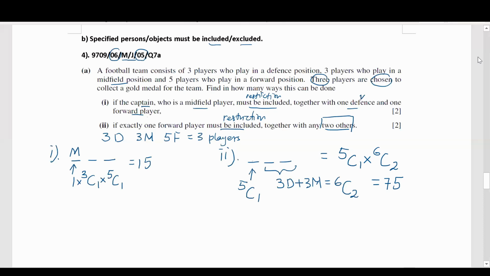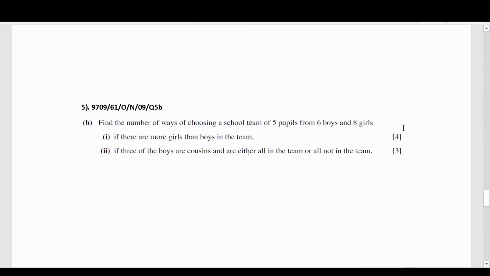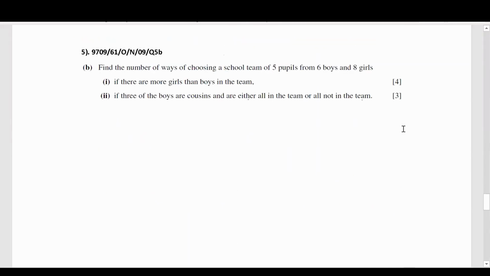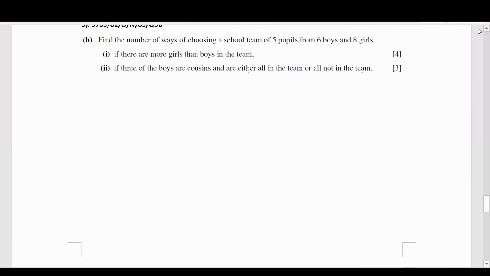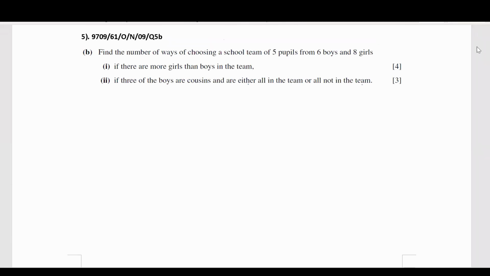Right. Now we have a look at the next question. Okay, to answer question 5, which is a question from 2009, October-November, paper 6-1. Find the number of ways of choosing a school team. So choose, again the keyword, the selection, a school team of 5 pupils from 6 boys and 8 girls. So 6 boys and 8 girls, and we need a team of 5 pupils.